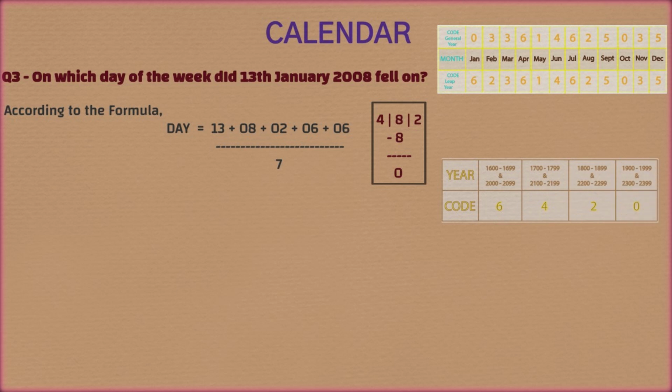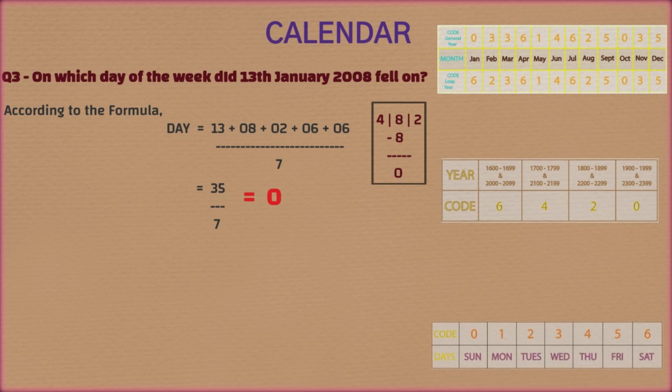So substituting all these values in the formula, we get 13 plus 8 plus 2 plus 6 plus 6 whole divided by 7, which gives us 35 upon 7, and we get the remainder as 0. And according to our day codes, 0 is the code for Sunday, and thus 13th January 2008 falls on Sunday. If you check in the calendar, you will also get the same day. So our answer is correct in this case.